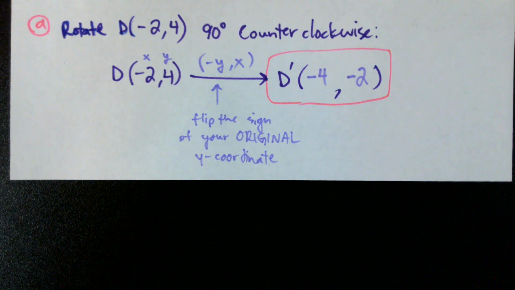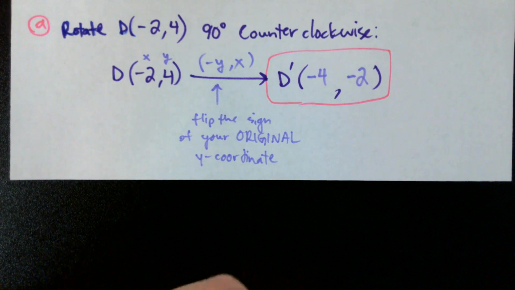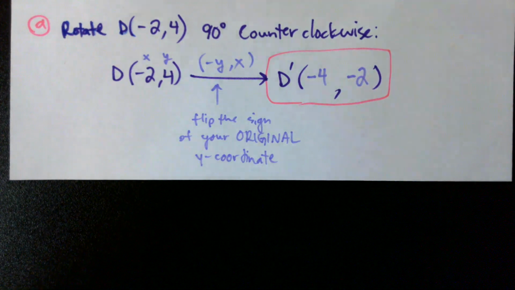Look at that. We didn't have to use our slide. We didn't have to use a ruler. We didn't have to use a graph or anything like that. And we were able to get the image point from our pre-image coordinates. Not too bad, right? Hopefully. We'll find out.